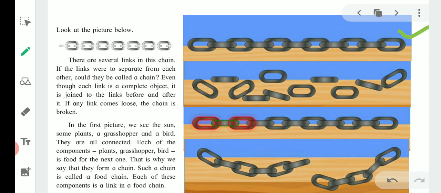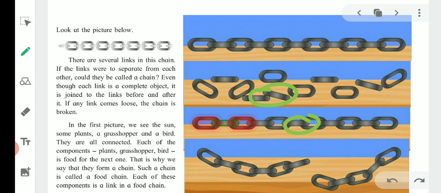If they break or get separated, then they are not called a chain because they are separated from each other. Even though each link is a complete object, it is joined to the link before and after it. If any link comes loose, which means if any link gets loose, the chain is broken. Here the chain is broken, which means to complete the chain, every section has to be connected with each other.